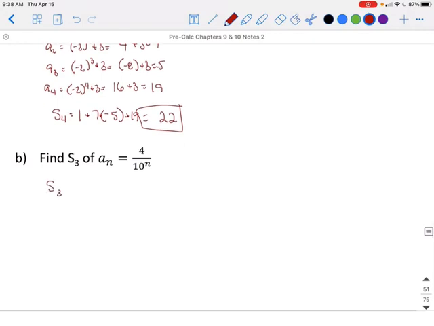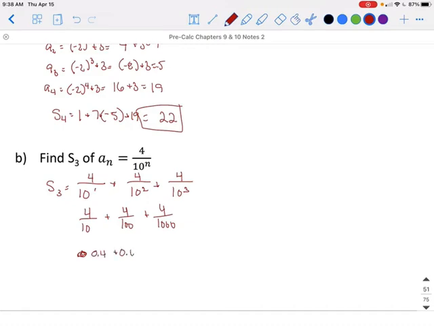For the next one, we're going to find the sum of the first 3 terms. So for our first term, we're going to have 4 over 10 to the first. The second will be 4 over 10 to the second. The third one will be 4 over 10 to the third. Now this would be 4 over 10 plus 4 over 100 plus 4 over 1,000. Or we can write that as 0.4 plus 0.04 plus 0.004. And that's going to give us a sum of 0.444.